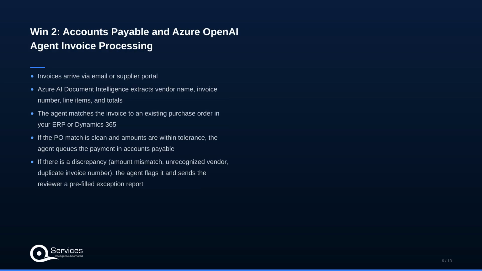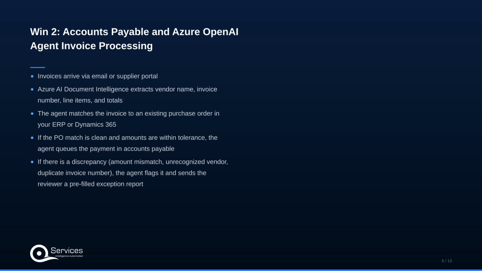Now, next up, Win 2: Accounts Payable and Azure OpenAI Agent Invoice Processing. Manual invoice processing costs $15 to $40 per invoice when you factor in staff time, according to benchmarks from the Institute of Finance and Management. Automated processing via Azure AI agents brings that figure down to $2 to $5 per invoice at typical SMB volumes.